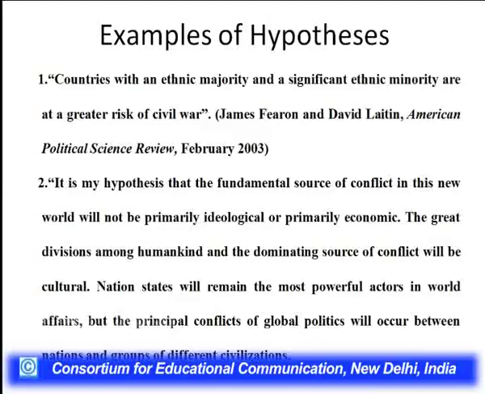A second hypothesis, which is very interesting, is given by Huntington: it is my hypothesis that the fundamental source of conflict in this new world will not be primarily ideological or primarily economic. The great divisions among humankind and the dominating source of conflict will be cultural. Nation states will remain the most powerful actors in the world, but the principal conflicts of global politics will occur between nations and groups of different civilizations. And here he talks of the clash of civilizations, and similarly he has given you a hypothesis on how the conflict between the civilizations will take place.